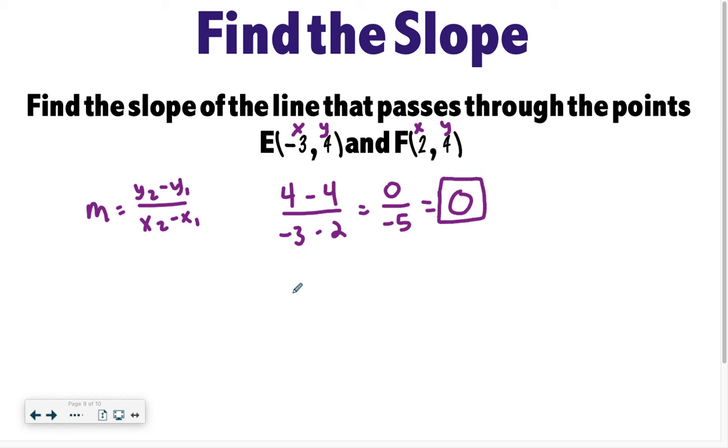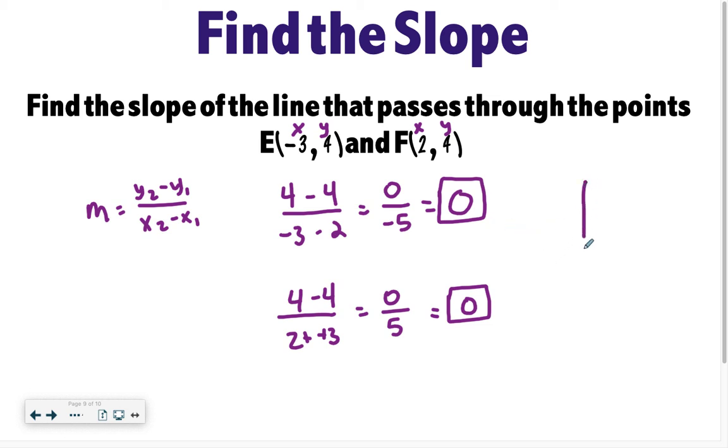Let's see if we get the same thing if we go the other way. So 4 minus 4 over 2 minus a -3. So that becomes plus. So that's again 0 over a +5. If I plug that into a calculator, 0 divided by 5 is just 0. So my slope is 0.